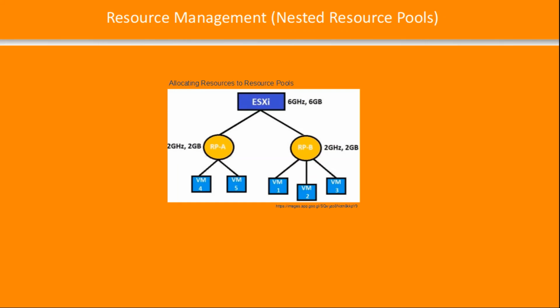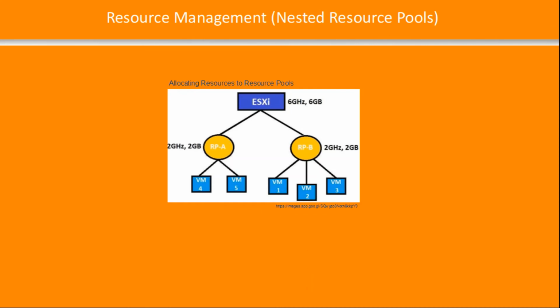In this graphic, we talk about nested resource pools. In the picture, we see an ESXi host with 6 GHz and 6 GB of computing resources available. We are able to carve out 2 resource pools, RPA and RPB, with the reservations listed here: 2 GHz of CPU and 2 GB of memory.